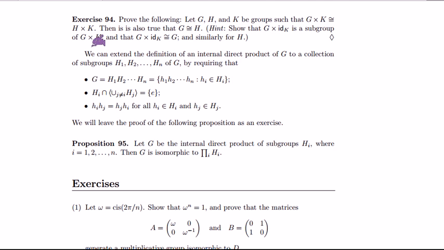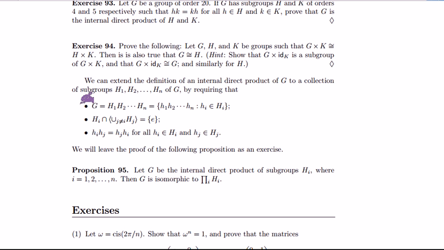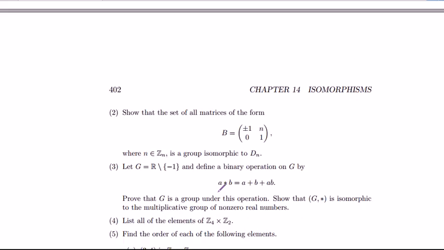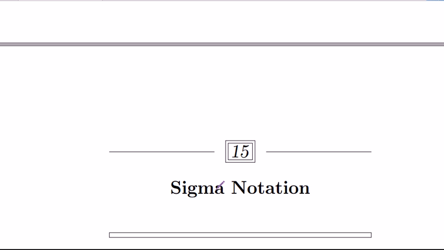As before, we can extend the internal direct product to a product of multiple subgroups, and we get the same result, that if G is the internal direct product of multiple subgroups, then G is actually isomorphic to the external direct product of these subgroups. And that finishes our video on our section on isomorphisms.